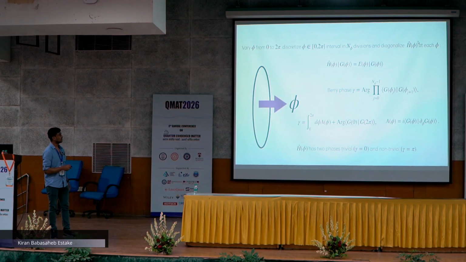Now you can take a continuous limit and get the many body Berry phase formula in this continuous limit like this. So there are two terms. The first term is the integral of the Berry connection A_φ, which is given by this expression, and the second term is the argument of the overlap between the initial ground state and the final ground state. Now this many body Berry phase for the half filled case, even in the non-interacting case, gives two phases characterized by γ equal to 0 and γ equal to π.